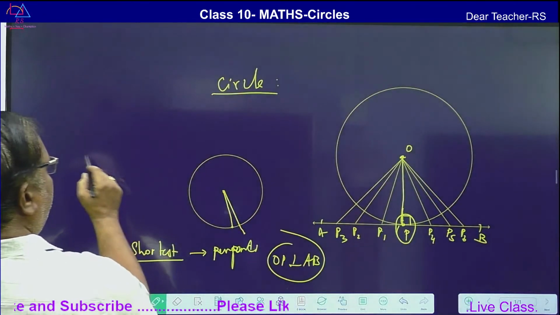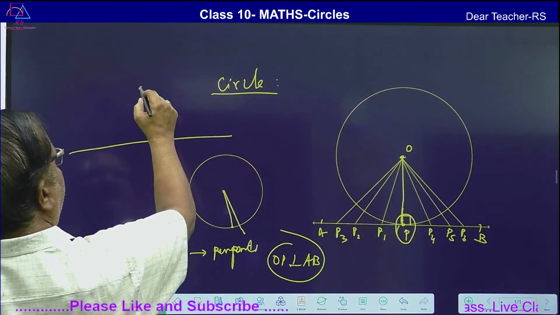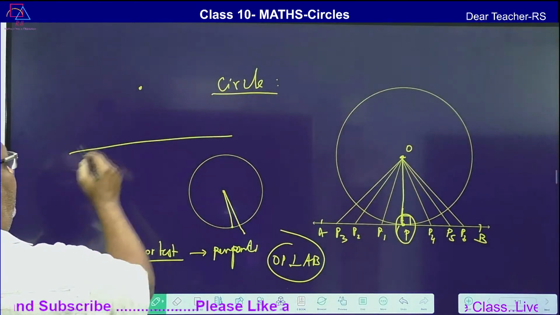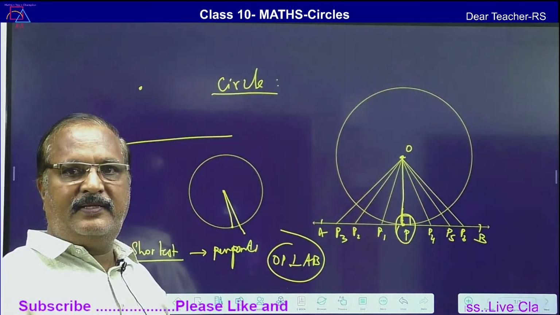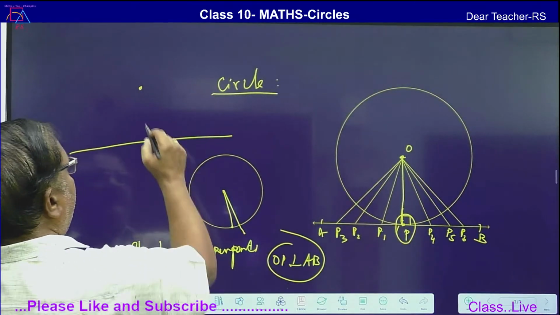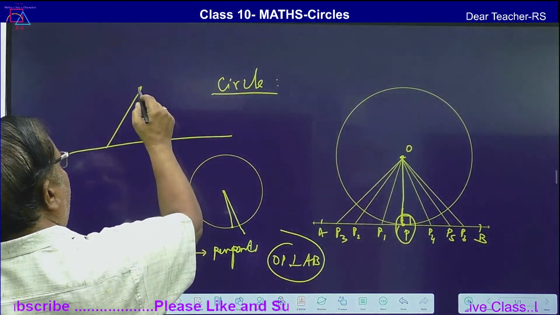That means here one more concept you have to see. There is a line, there is a point. This we have learned in the lower classes, maybe 8th class. So now, from here so many lines you draw.